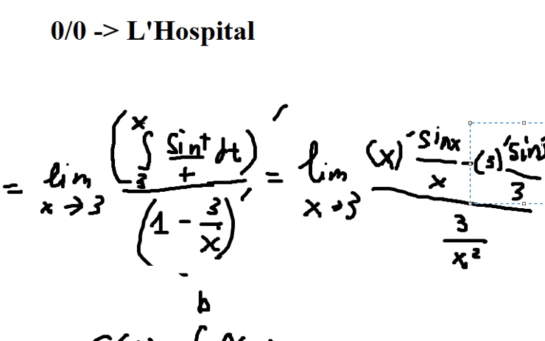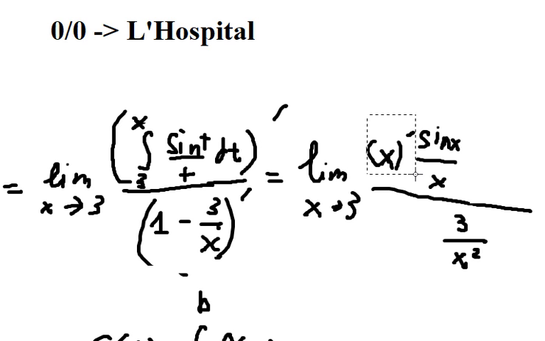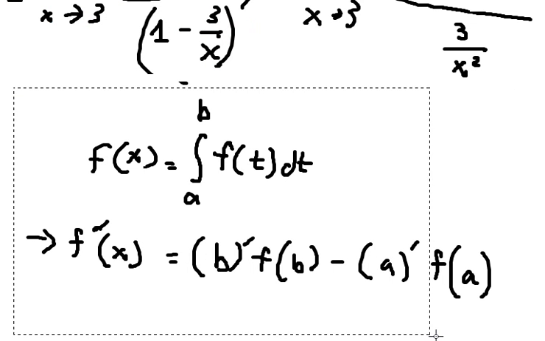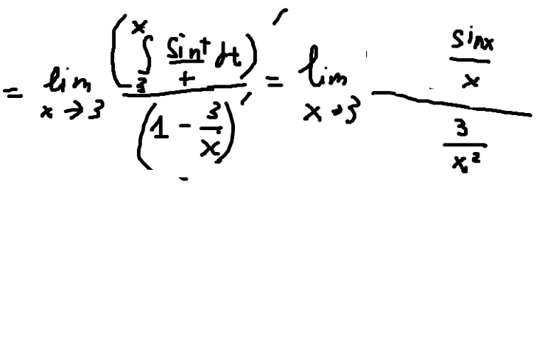So if we simplify, we just get like this. The first derivative of s, we have number 1. Now we just have sine s over s, and we have 3 over s squared. So if we simplify, we just simplify s and s.